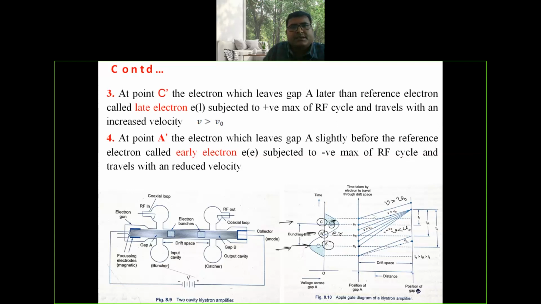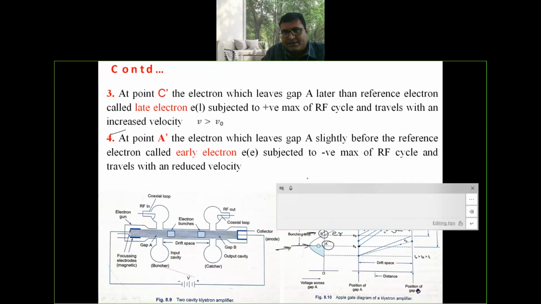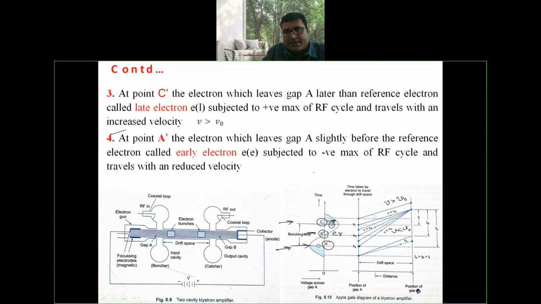Now here once again I will read out point number 4. At point A dash, the electrons which leave gap A slightly before the reference electrons are called early electrons, subjected to negative maximum of RF cycle and travel with reduced velocity. Here there is no effect on the electron which leaves gap A at this particular instant. And the electrons which leave gap A at C dash are accelerated. The electrons which leave gap A at A dash are decelerated.